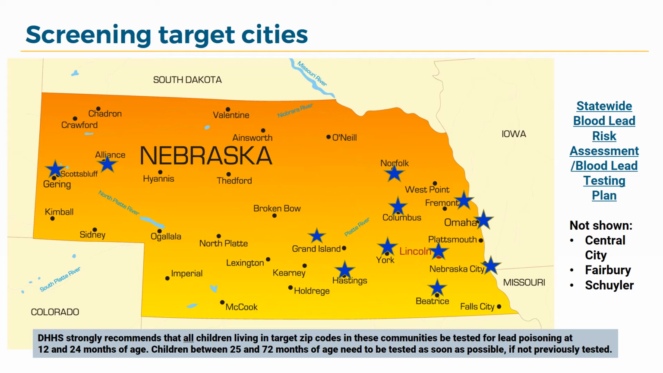The state CLIP strongly recommends that all children living in these communities be tested for lead poisoning at both 12 and 24 months of age. Children between 25 and 72 months of age need to be tested as soon as possible, if not previously tested. Targeted communities may change as more blood lead data is obtained.